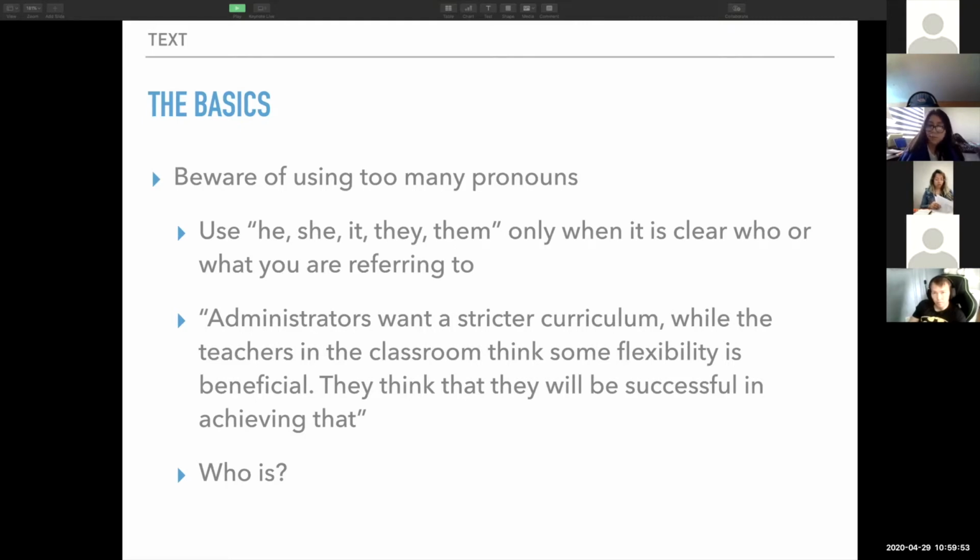I made this up, but this is kind of indicative of what I mean. Administrators want a stricter curriculum, while the teachers in the classroom think some flexibility is beneficial. They think that they will be successful in achieving that. Who and what am I talking about? The administrators.